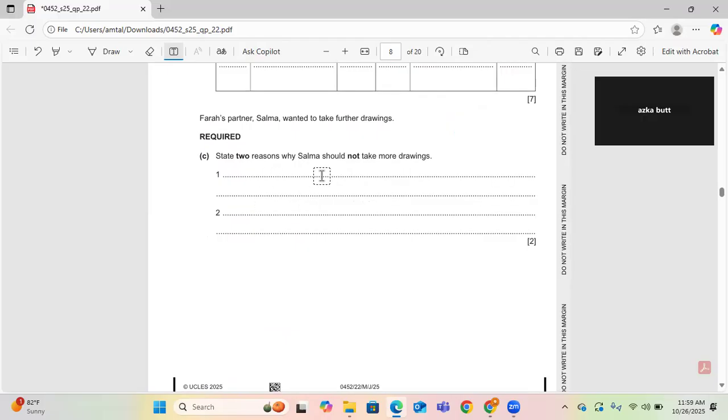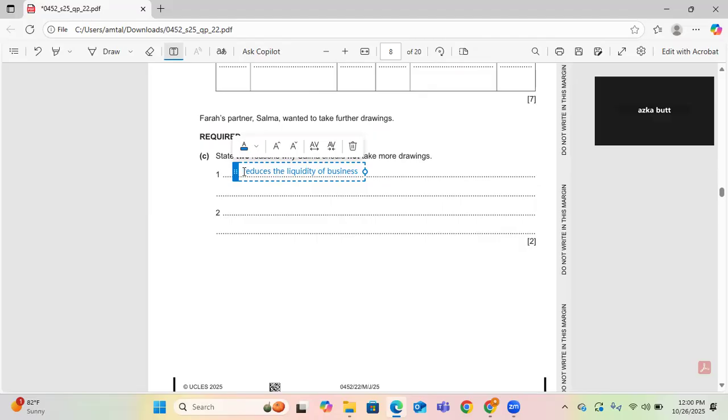State 2 reasons why Salma should not take more drawings. Of course, if she takes more drawings, it will reduce the liquidity of the business, which means that the business cash will reduce.